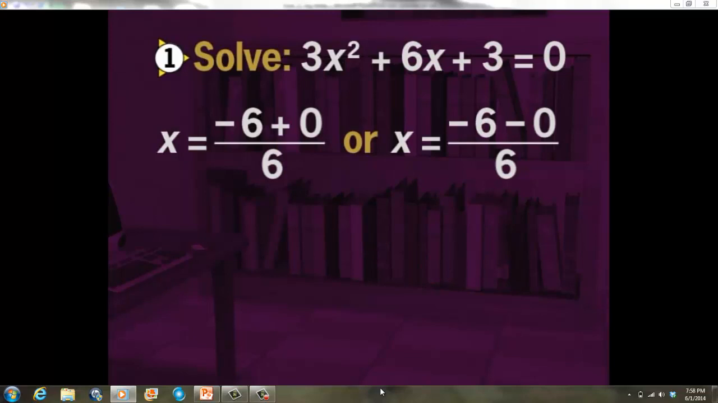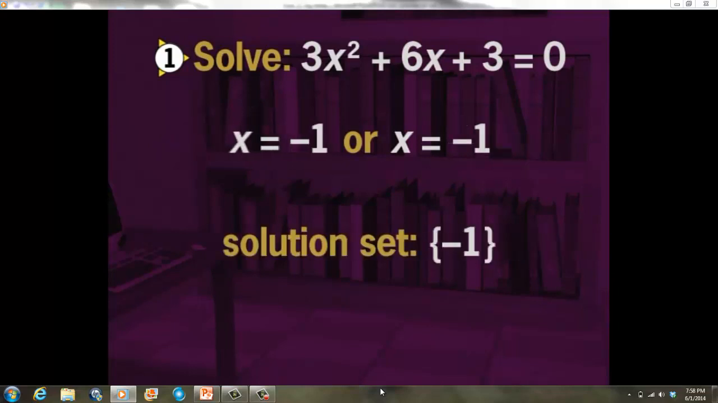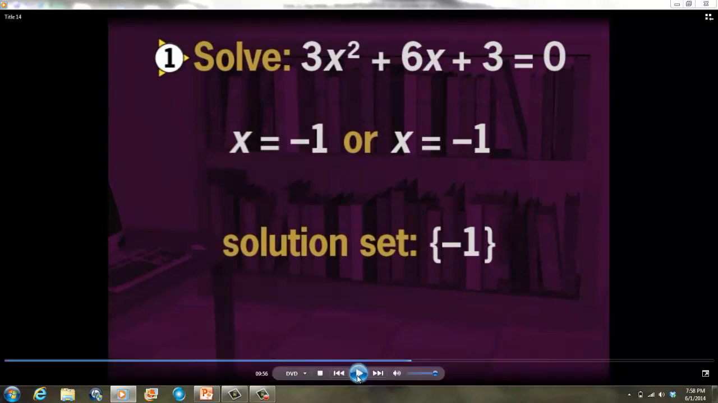Simplify each equation. -6 divided by 6 is -1. The solution set has only one element, -1. That means if we were to graph this particular quadratic function, we would get a parabola that would touch the x-axis only once, and it would happen to touch the axis where x is equal to -1.